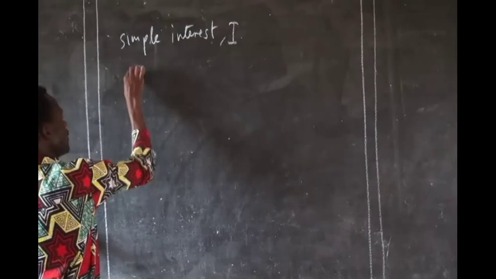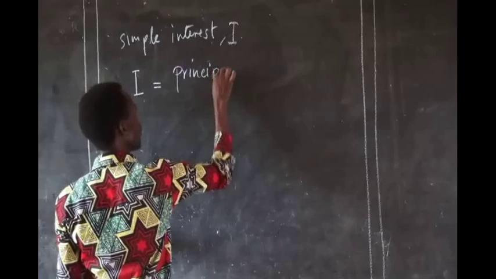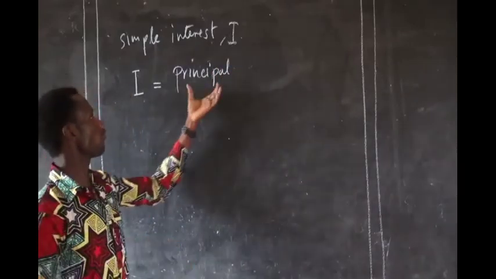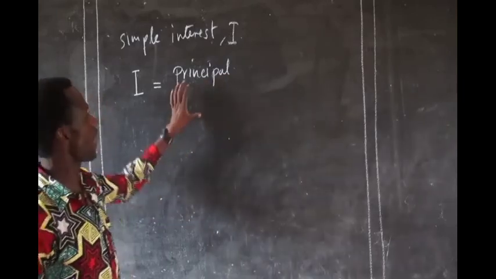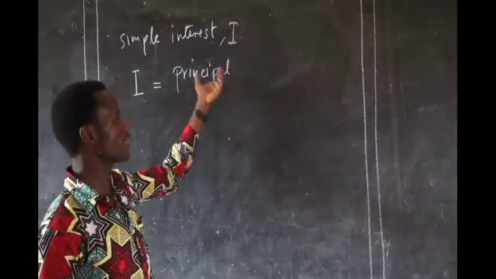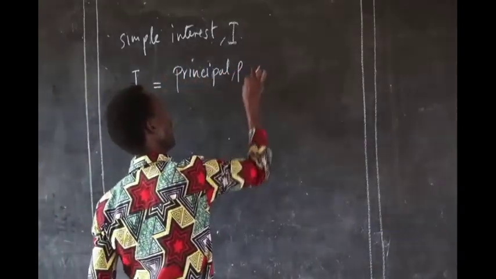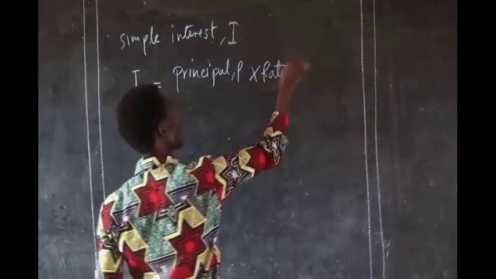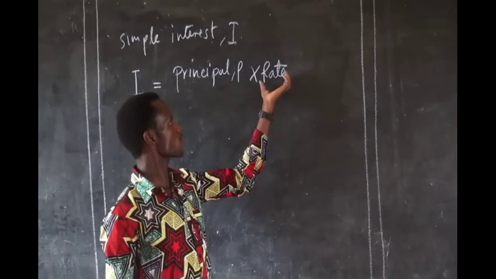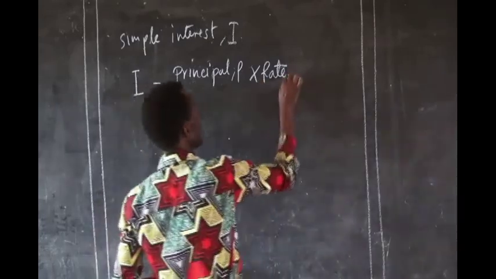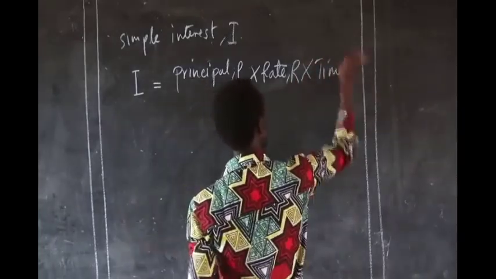That is to say, I is given as principal. This principal is the initial amount of money that is saved or kept, and it is represented by the letter P. This is principal times the rate, which is expressed in terms of percentage. The rate is the profit that you get, always expressed as a percentage, and it is represented by the letter R. Then times time, and time is represented by the letter T.